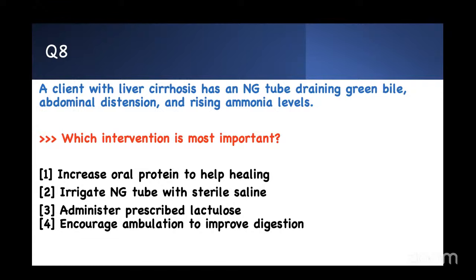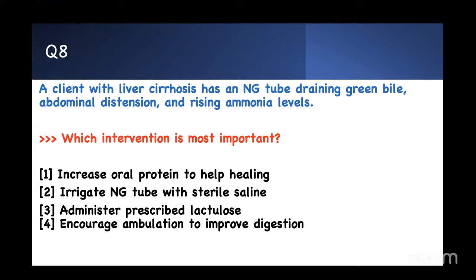Do you irrigate the NG tube with sterile saline? Do you administer prescribed lactulose? Do you encourage ambulation to improve digestion? Use your nursing process. You've assessed the patient. You're collecting the data. You need to do some implementation. Which implementation is going to be effective with a good outcome?